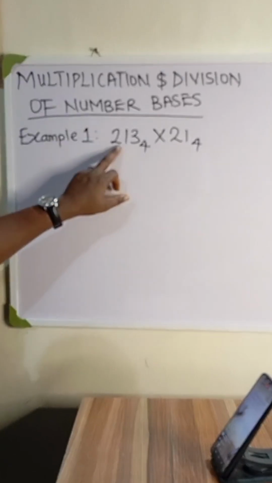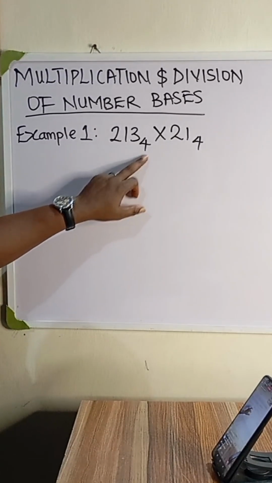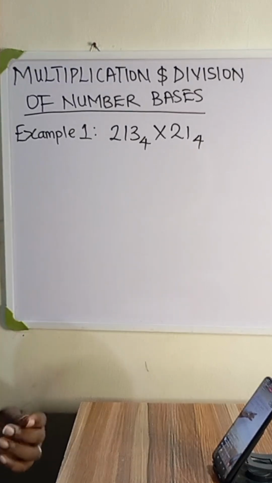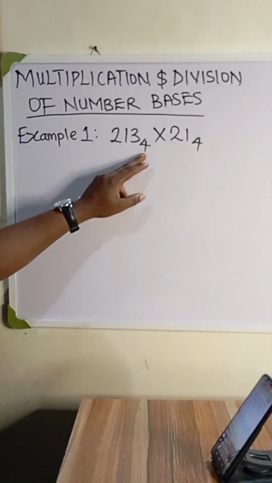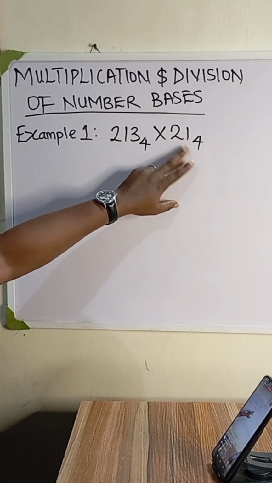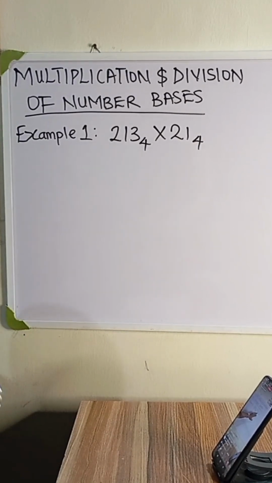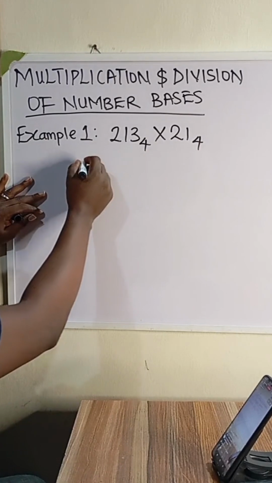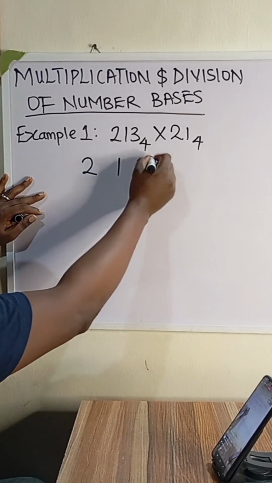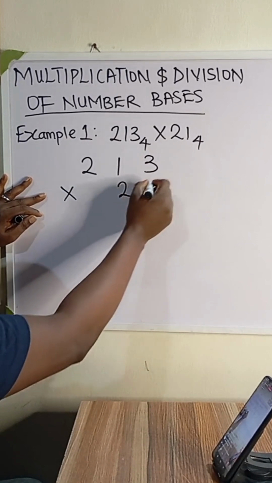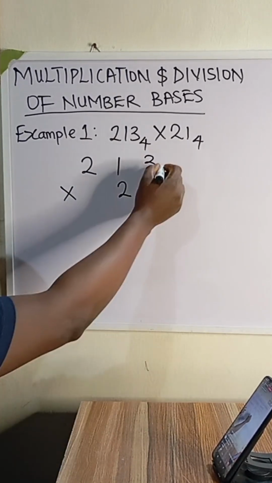So we have 213 base 4 multiplied by 21 base 4. The first thing we can notice is all the values in base 4 are less than 4. Over here, the two values are less than 4 because numbers in base 4 must be less than 4. So let's multiply them. So we have 2, 1, 3 multiplied by 21. Both are in base 4.